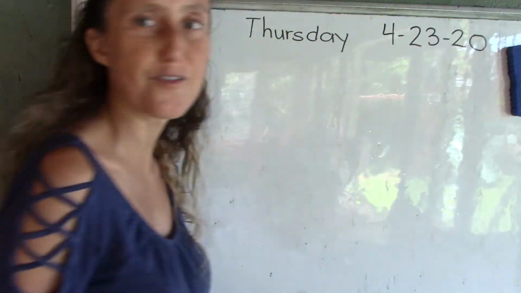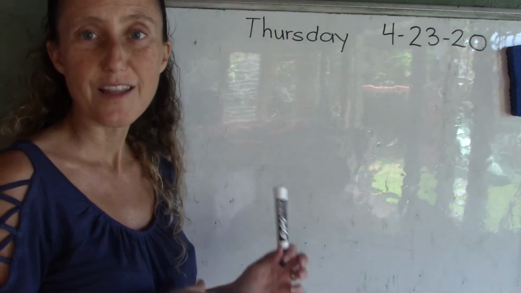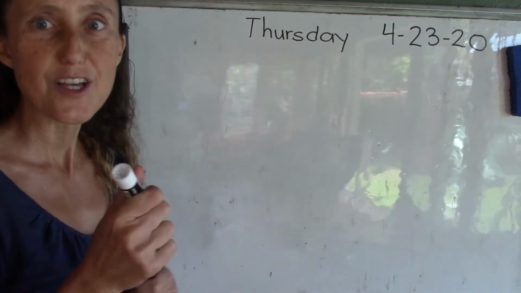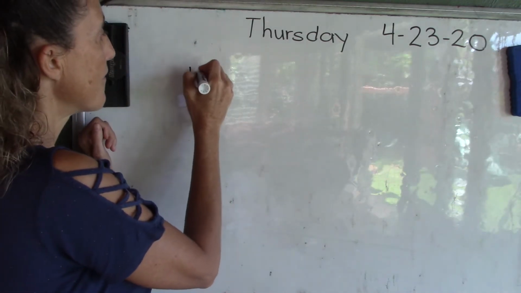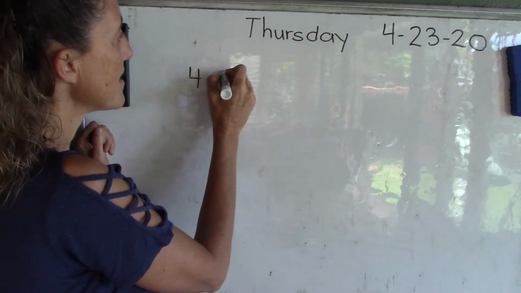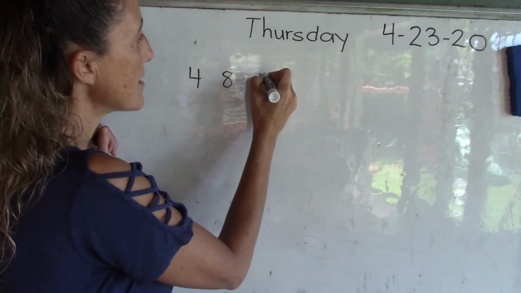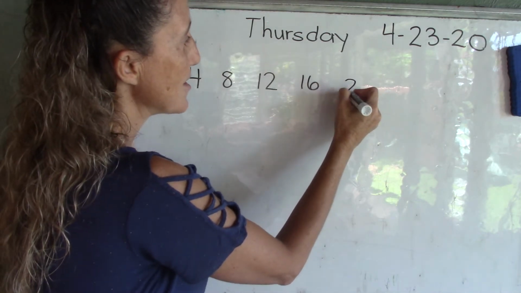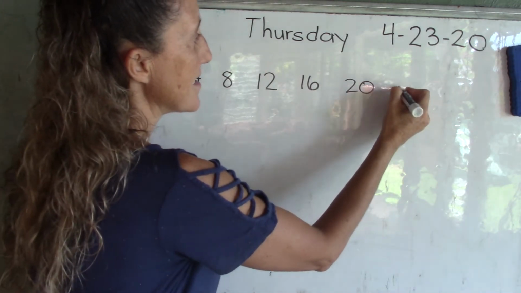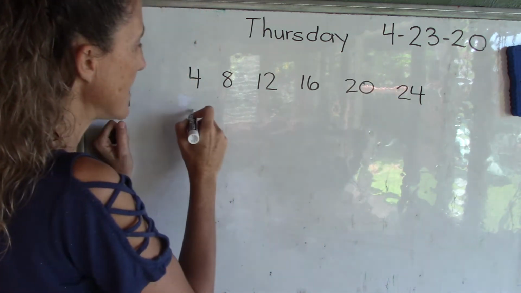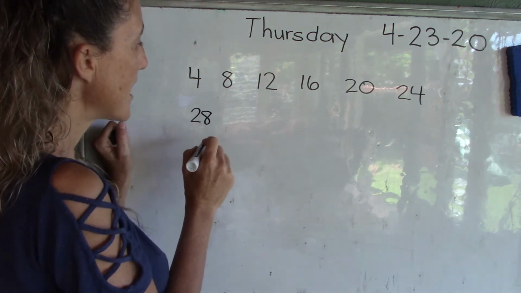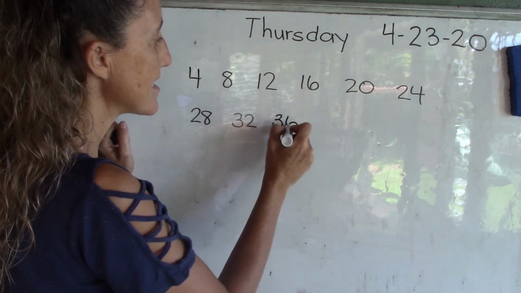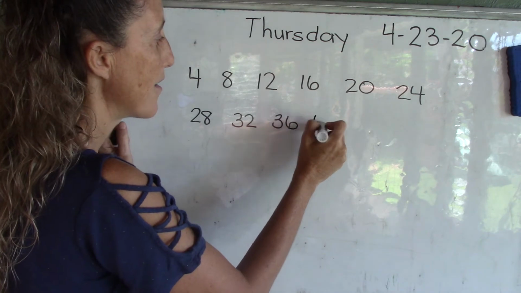And we're still doing our 4s this week, right? So see if you can do the 4s. See if you can call out what the answer is before I even write it, okay? So 4 times 1 is 4. 4 times 2 is 8. 4 times 3 is 12. 4 times 4 is 16. 4 times 5 is 20. 4 times 6 is 24. 4 times 7 is 28. 4 times 8 is 32. 4 times 9 is 36. And 4 times 10 is 40.